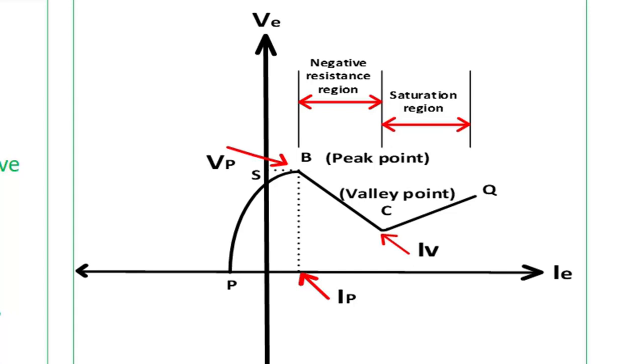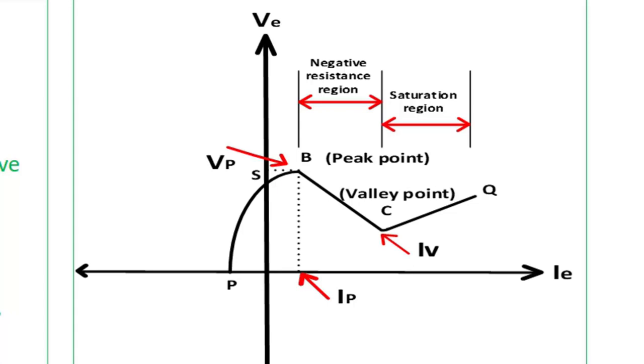Now after the valley point, if voltage is further increased, then current will increase and resistance will also increase. So this region is the saturation region. This is because of repulsion of more carriers, and the resistance of the complete junction increases. So we are not interested in the saturation region. We will not discuss this in more detail. We will concentrate our discussion on the negative resistance region.